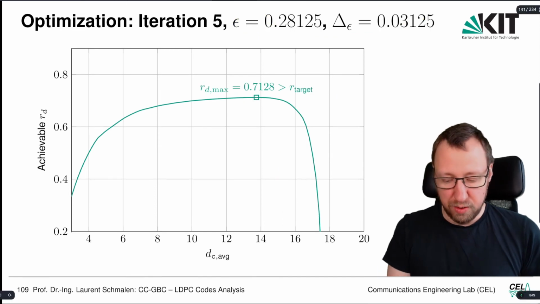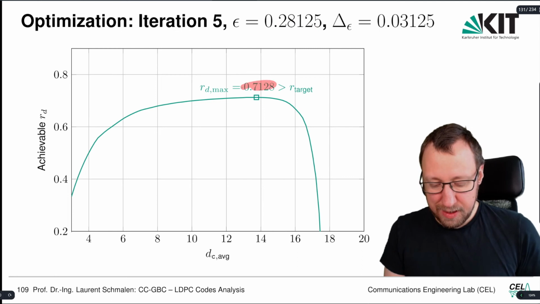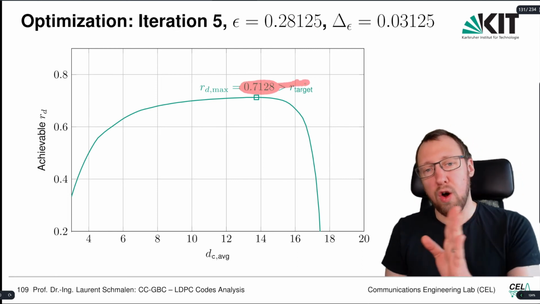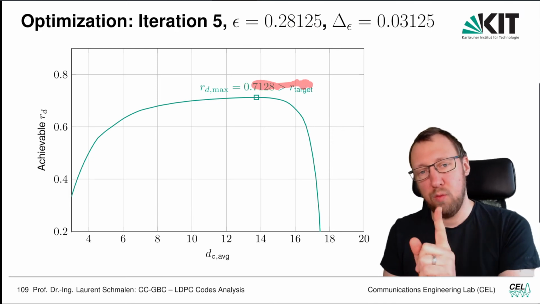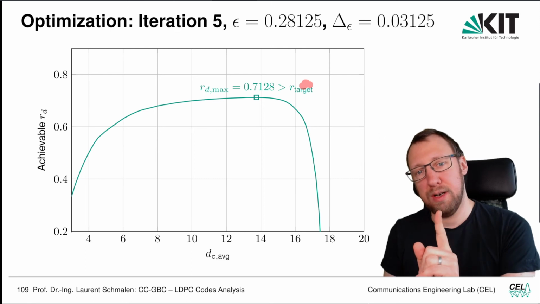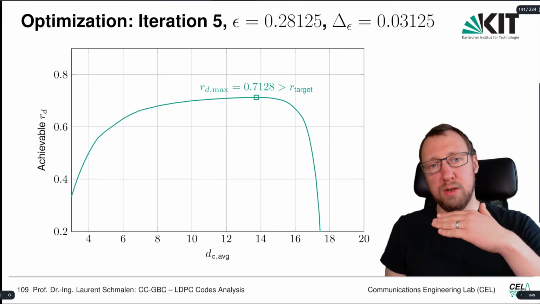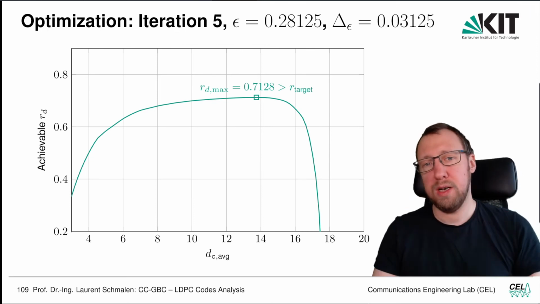So we go to 0.28125. Now we find a code that is slightly larger than our target rate. But you can see that we are homing in on the target rate very, very well already. We're just wiggling a little bit around the target rate. So now it's larger. It means our channel is too good. So we need to increase epsilon a little bit, make it a little bit worse.